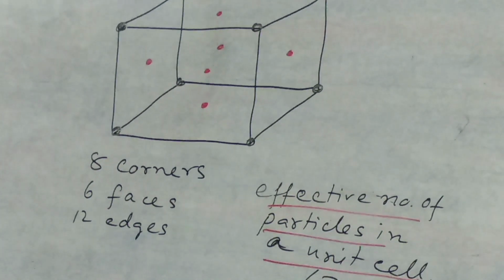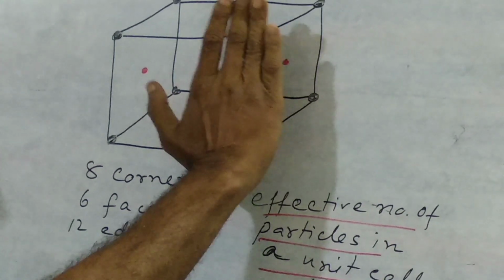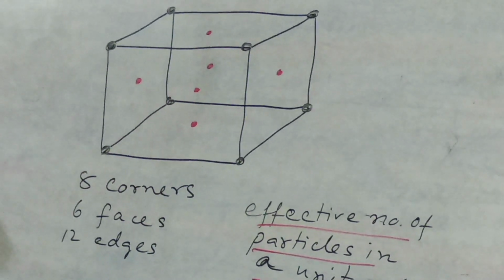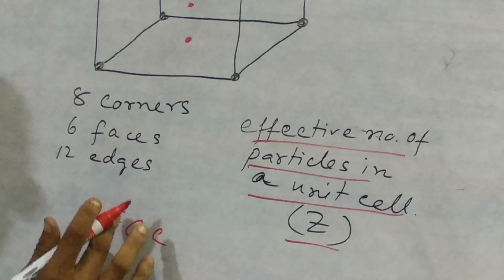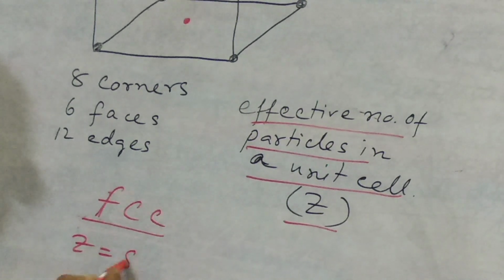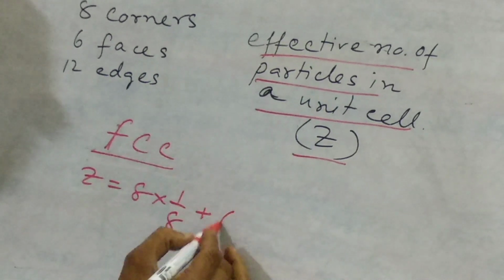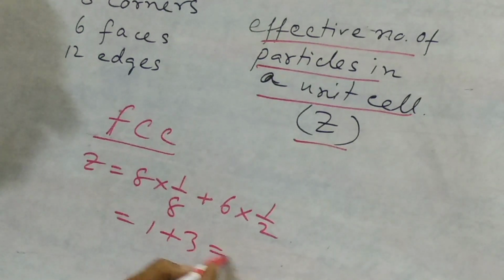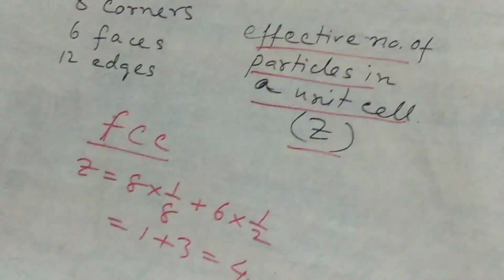So each face, particles at each face is shared by another cube or another unit cell. So each cube gets a share of half of the particle. Therefore, the effective number of particles for FCC or face-centered cubic is given by Z equals 8 into 1 by 8 as previous one plus 6 faces into share half, equals 1 plus 3, which is equal to 4. So there are 4 effective number of particles in face-centered cubic unit cell.